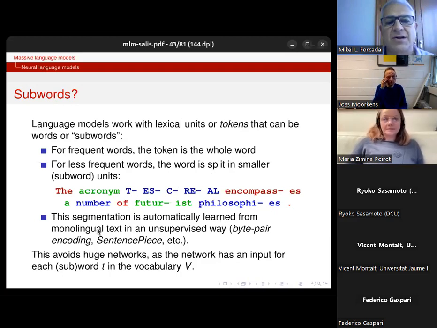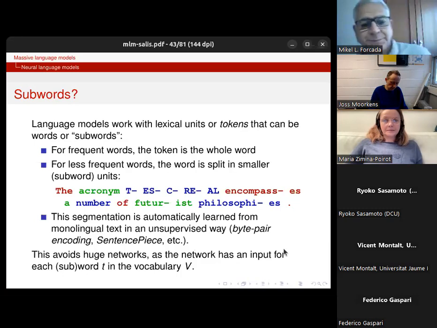This segmentation is learned automatically by just running monolingual text through an algorithm, and famous ones are byte pair encoding or SentencePiece, etc. So this is an initial step when you work with language models: you learn the splitting.